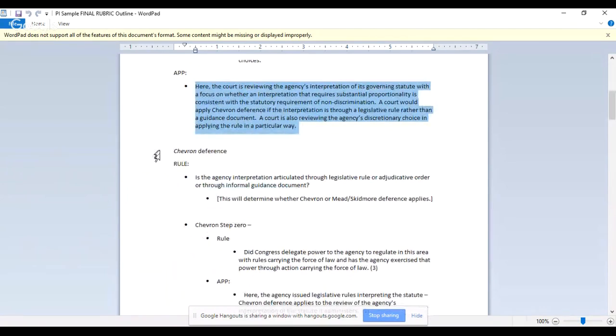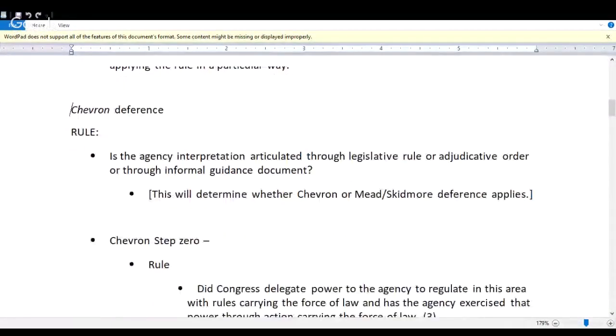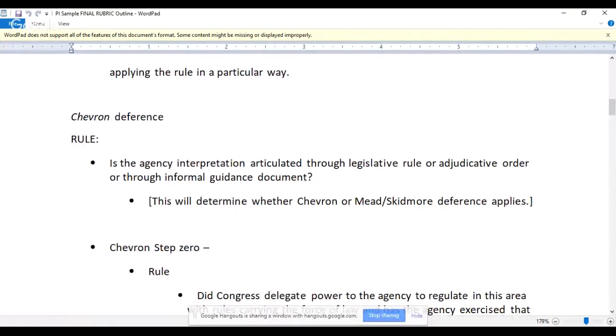Yes. And here, now let's go to Chevron deference for question one. For Chevron deference, it says, and I'll expand it a little bit, is the agency's interpretation articulated through a legislative or adjudicative order, or through an informal guidance document? Now, what's the difference between a legislative rule or an adjudicative order and an informal guidance document? The informal guidance document is more like their internal manual, and then a legislative rule would be like the notice and comment where people have given feedback and had an opportunity to be heard.